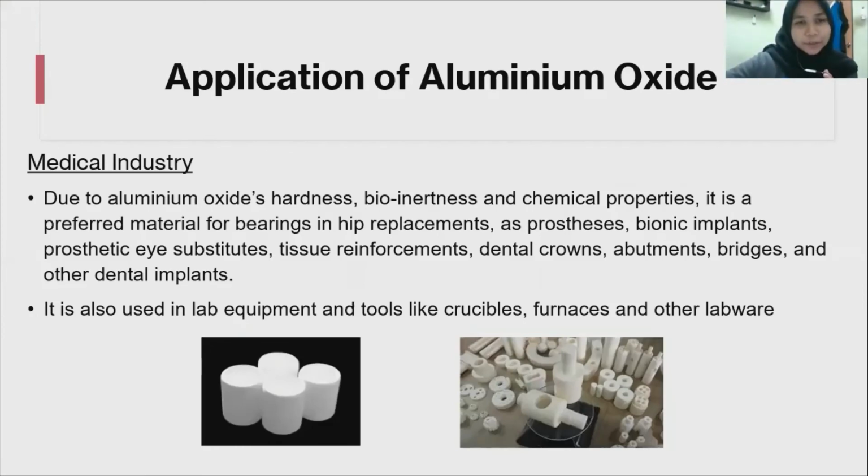Due to aluminum oxide's hardness, bioinertness, and chemical properties, aluminum oxide is quite a preferred material for bearings in hip replacements, as prostheses, bionic implants, prosthetic eye substitute, tissue reinforcements, dental crowns, and etc. according to the slide. And it is also used in lab equipments and tools like crucibles, furnaces, and other labwares. Next.